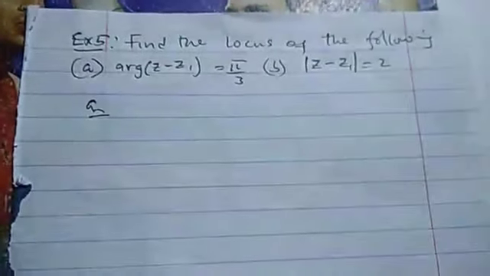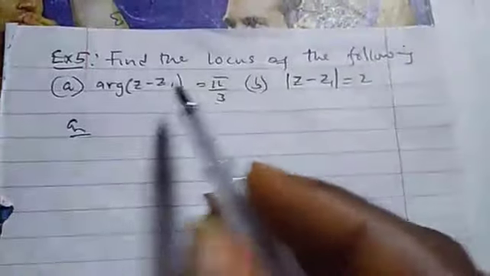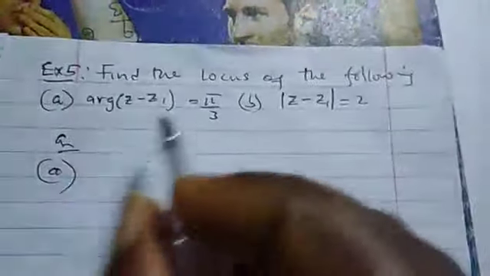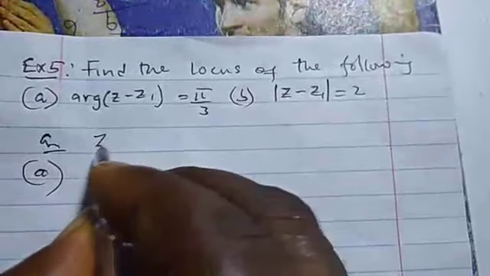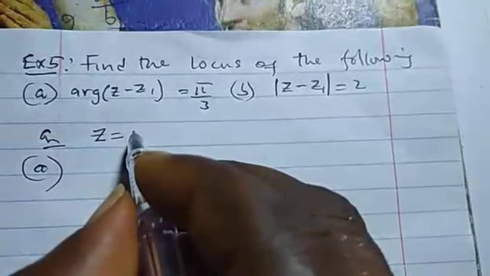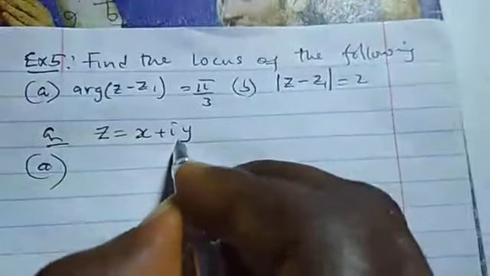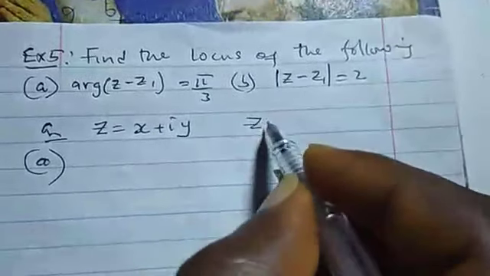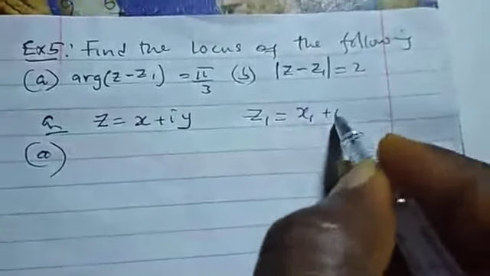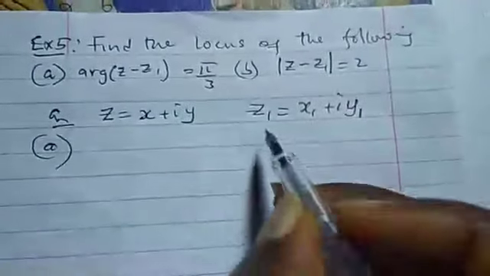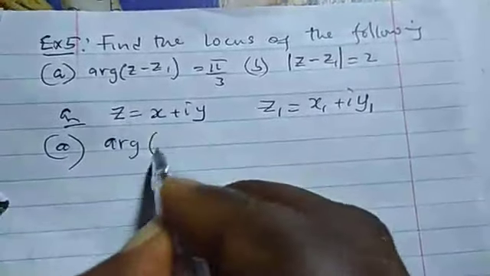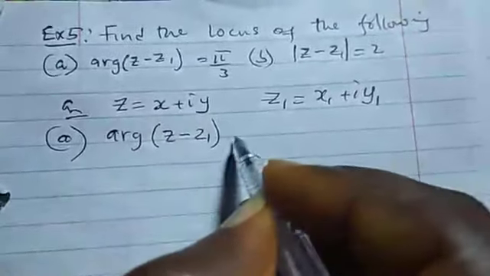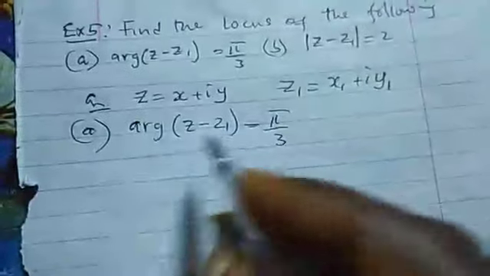Another example. Find the locus of the following. We want to find the locus of the following complex numbers. The first one says arg of z minus z1. We normally know that z is x plus iy. Definitely z1 will be x1 plus iy1. It's just a notation. Now we are looking for this: arg of z minus z1 is equal to pi over 3.